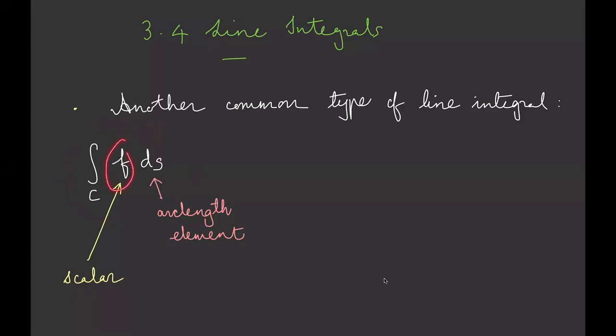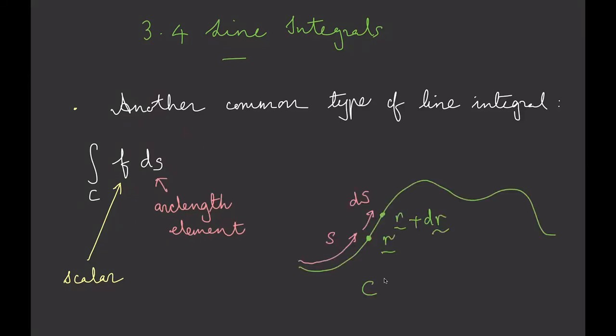We're looking at a scalar function in this case. And what we're looking at here, we're integrating with respect to arc length. So this is what's called the arc length element. This is the length measured along the curve, basically. It's called the arc length element, and we want to calculate integrals of this form.